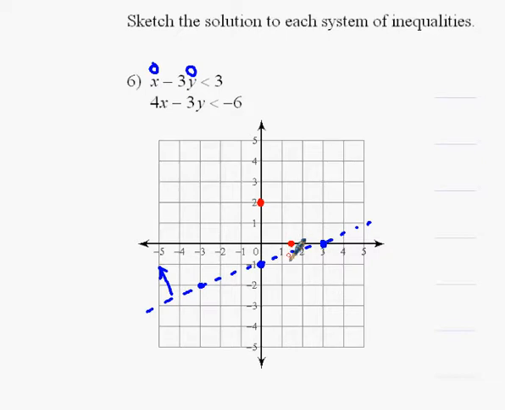Okay. And what kind of line will I need? Looks like I'll need a dashed line because it doesn't say "or equal to." It just says less than. So we'll make a dashed line through there.